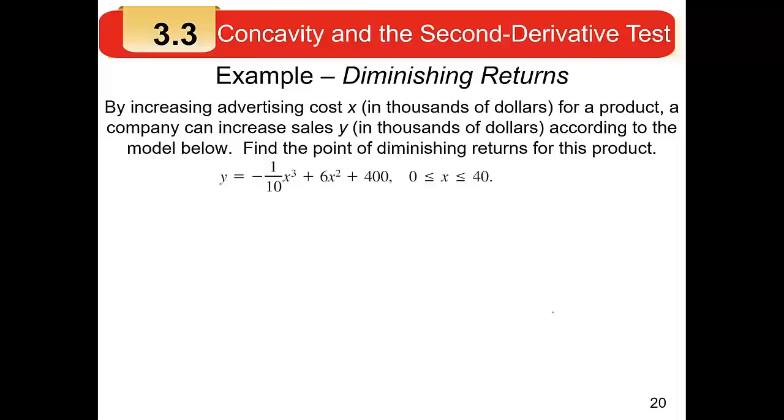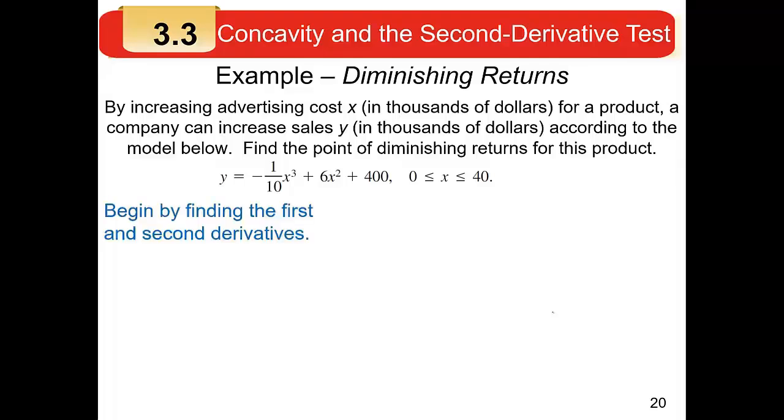By increasing advertising cost X, measured in thousands of dollars for a product, a company can increase sales Y, also in thousands of dollars, according to the model below, and we want to find the point of diminishing returns for this product. So the equation is Y is equal to negative 1/10 X cubed plus 6X squared plus 400, and that equation is valid anywhere between 0 and 40.